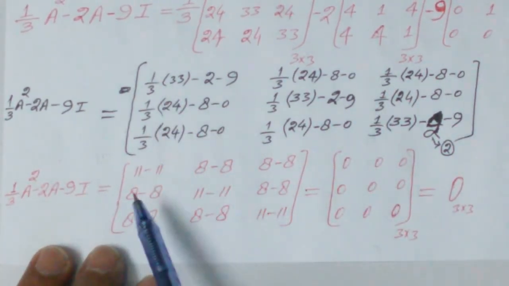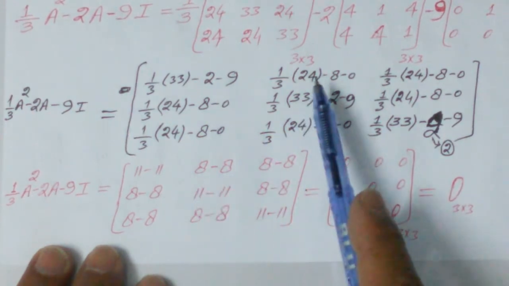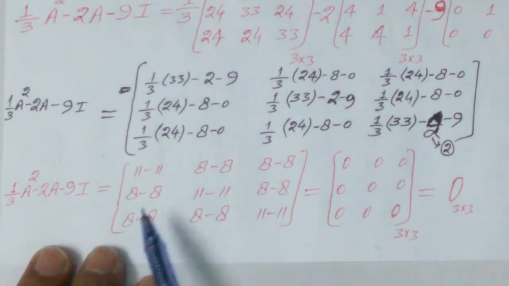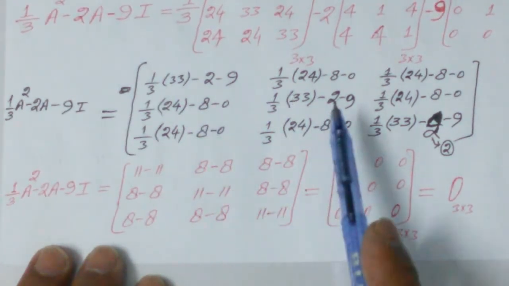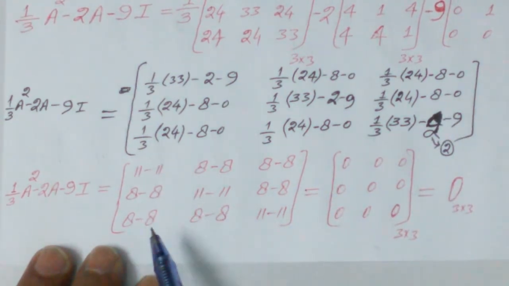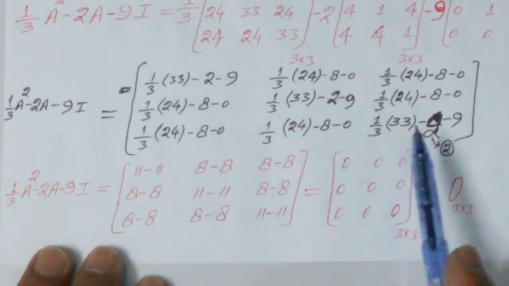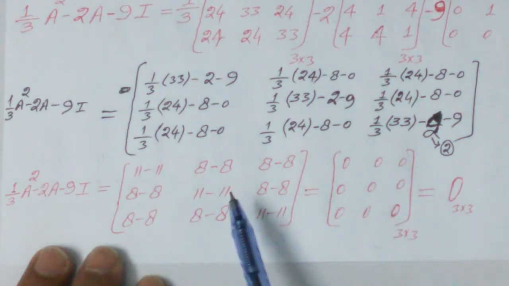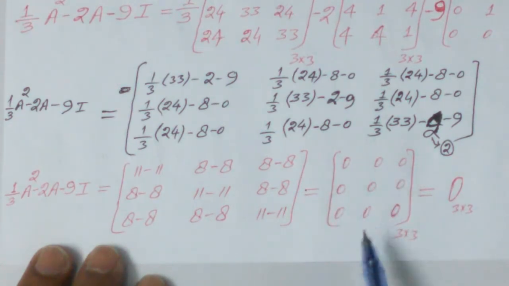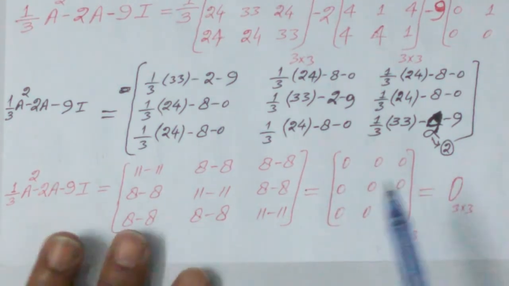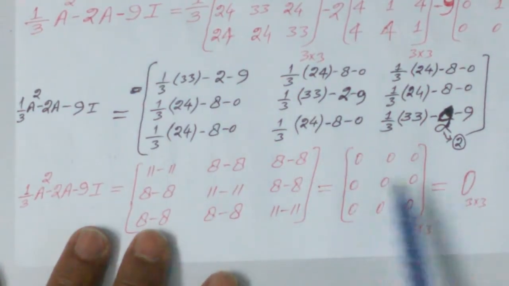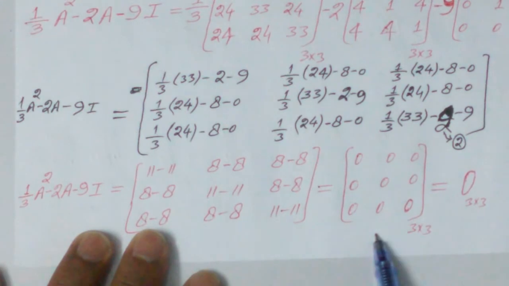this element is 11 minus 11, this element is 8 minus 8, this element is 8 minus 8, this element is 8 minus 8, this element is 11 minus 11, this element is 8 minus 8, this element is 8 minus 8, this element is 8 minus 8, this element is 11 minus 11. The resultant matrix we obtained is a zero matrix. Therefore, each element of the resultant matrix is 0. This type of matrix is called a zero matrix or null matrix.